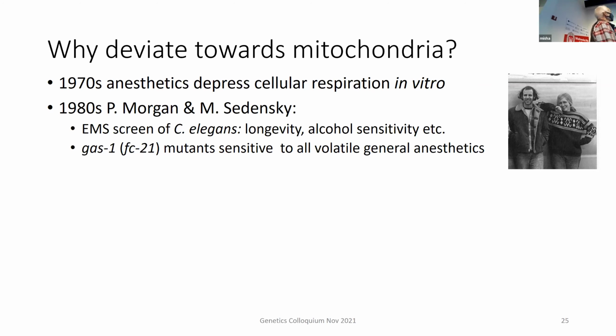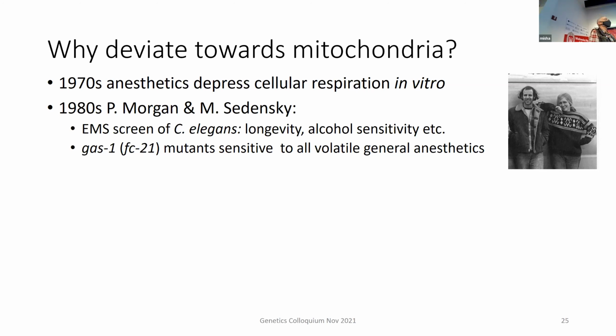They were looking for mutants with changes in life expectancy, alcohol sensitivity, and other things. But they identified one mutant. They're both anesthesiologists, pediatric anesthesiologists right now in Seattle. This mutant was originally called FC21, but then they changed the name to GAS1, for general anesthetic sensitive. It was the one mutant that was sensitive to all the general anesthetics that they tested.